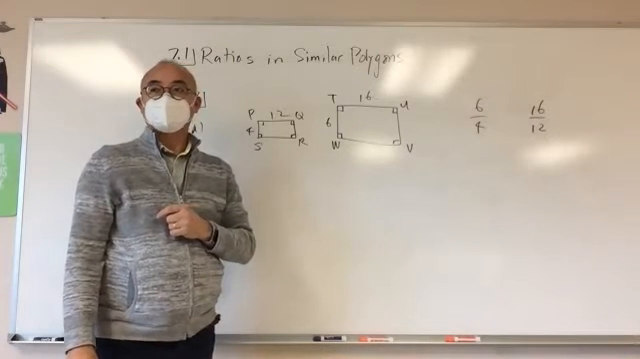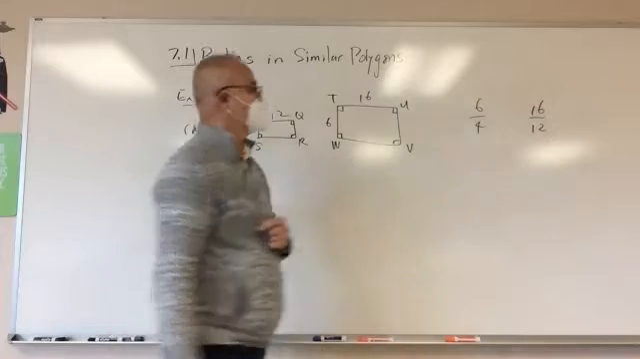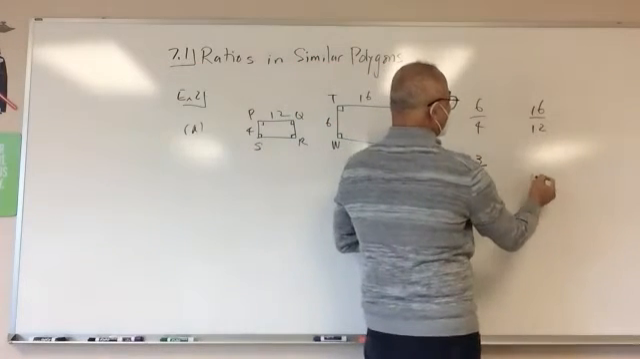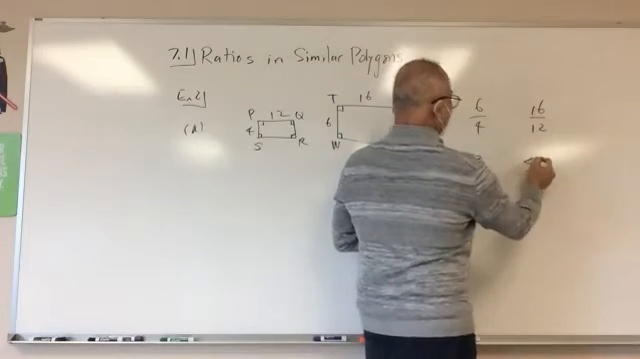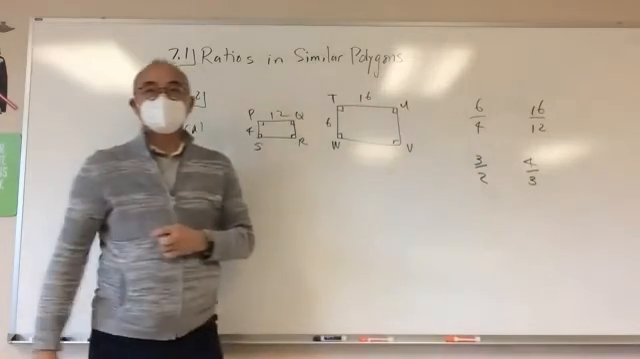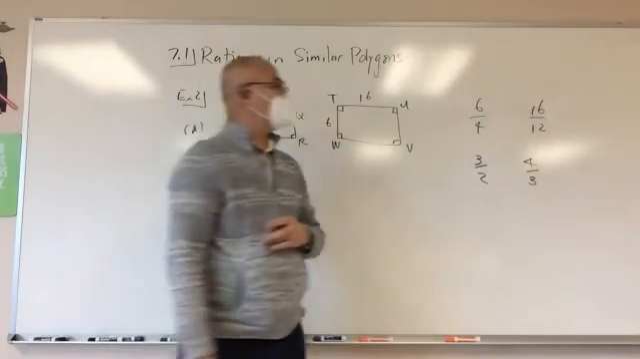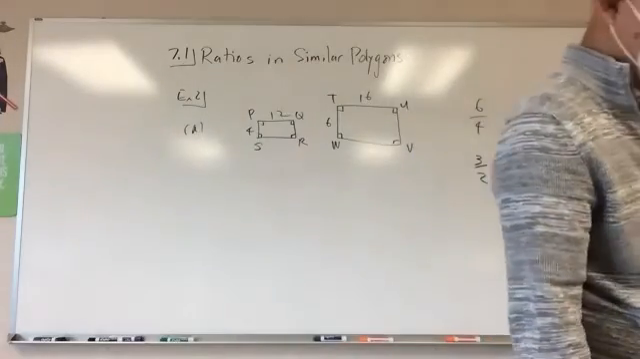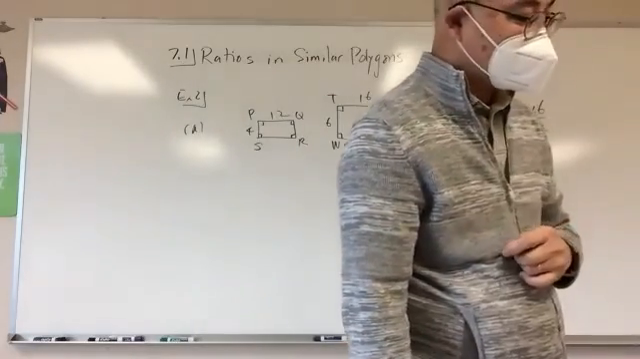No? Yes? Maybe? No? This would be 3 over 2. This guy's going to be what? They don't look the same to me, do they? All right, so they have a different ratio, which means that they are not proportional, so they're not similar.